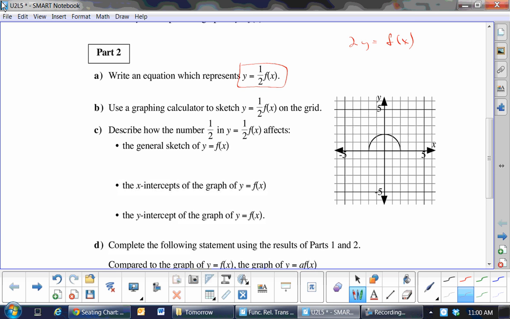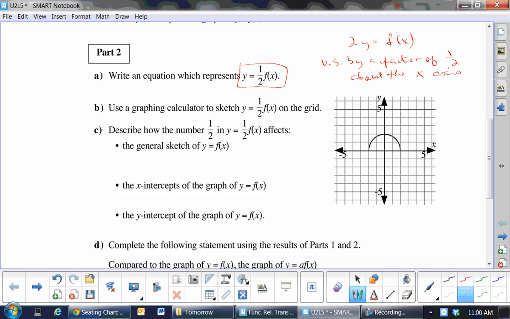So that is, again, a vertical stretch by a factor of 1/2 about the x-axis.